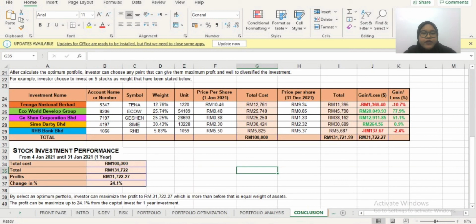For example, the investor can choose to invest in the 5 stocks with the weights stated in the Excel, which are 12.76%, 25.74%, 25.25%, 30.43% and 5.83% respectively. By selecting this optimum portfolio, the investor can maximize the profit to 31,722 ringgit and 27 cents, which is greater than the 20% weight for each stock, and the percentage of profit can be maximized up to 24.1% of the capital invested for 1 year of investment.